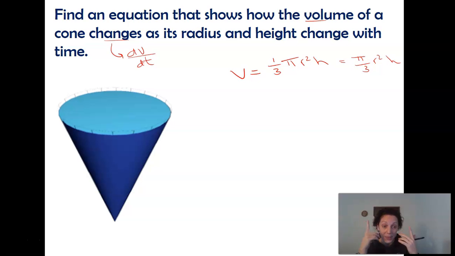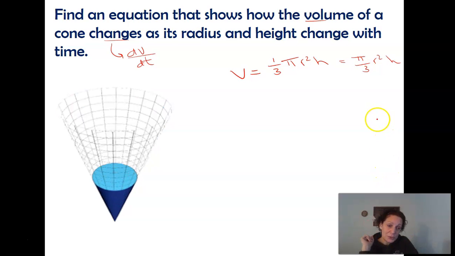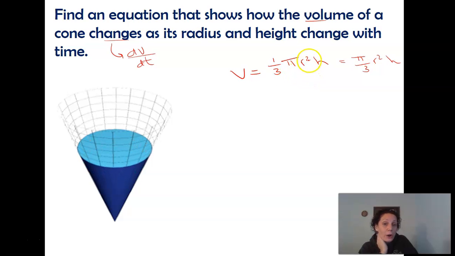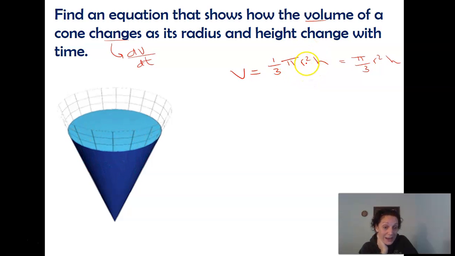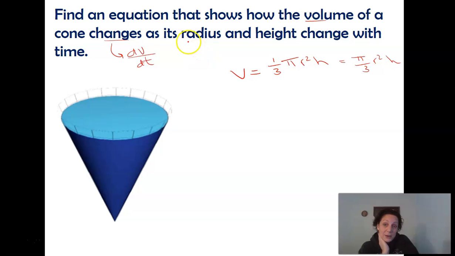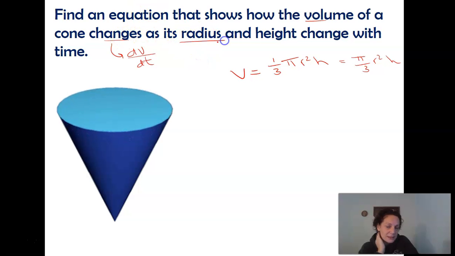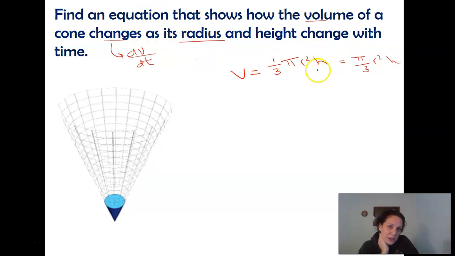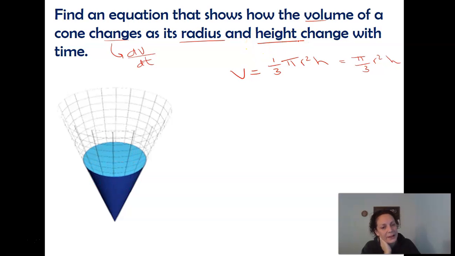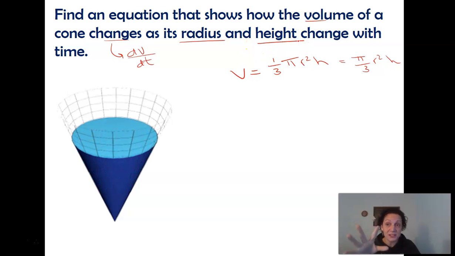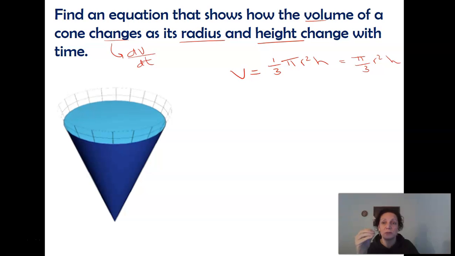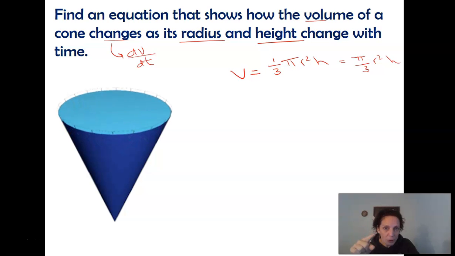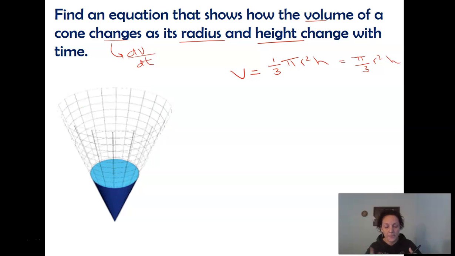Cool. Okay, now look at your equation and say, well, what other variables are in it? I have an r in this equation, so radius. And notice it says it wants there to be radius in there. And I have an h in here. So height. Good. That's what this is asking us for, right? It says find an equation that shows how the volume changes as its radius and height change.